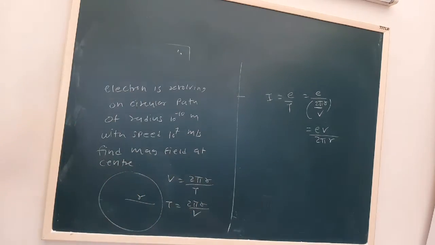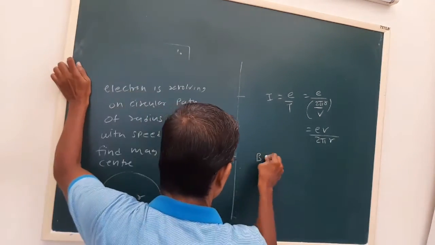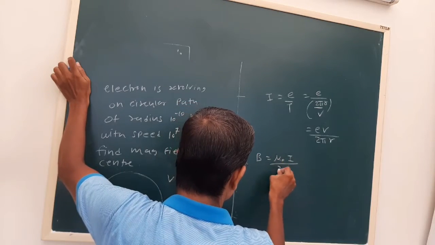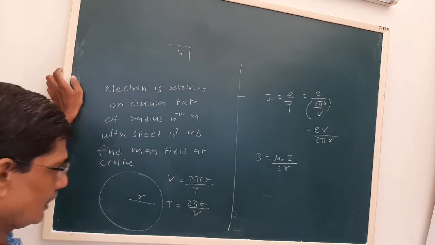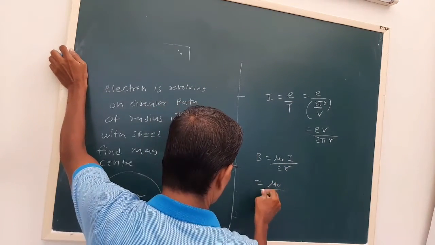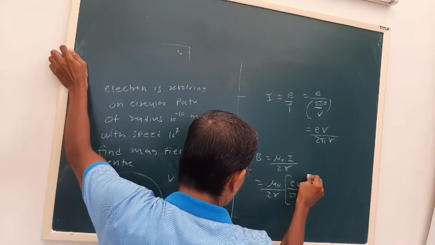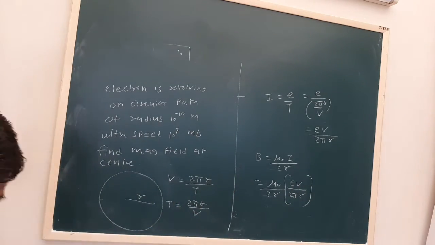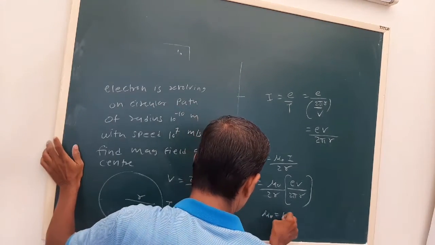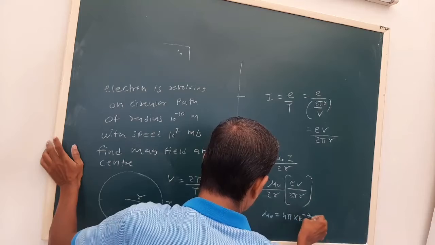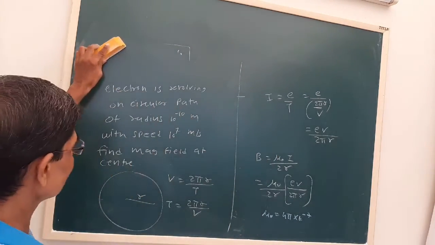Okay. Now current is like this. Now see the magnetic field at the center, formula B is equal to mu 0 I upon 2 R. We can take smaller also, there is no question. So now mu 0 upon 2 R, EV upon 2 pi R. Okay. Now mu 0 value is known to us. Mu 0 is 4 pi into 10 to minus 7. Okay. We can have a generalized formula. Okay. Now see here.